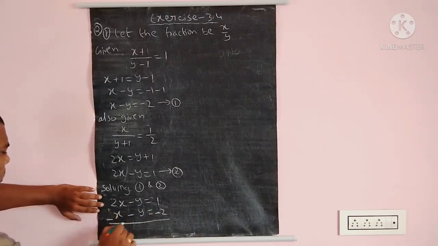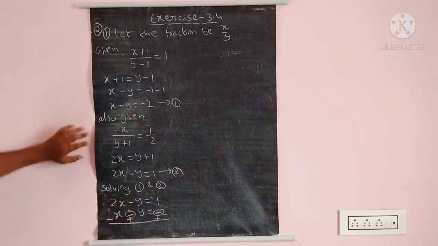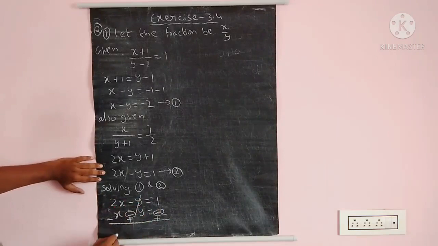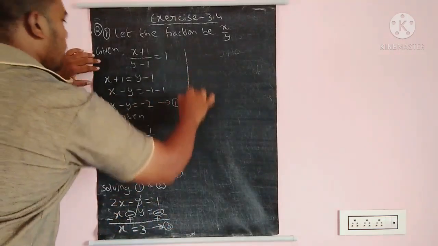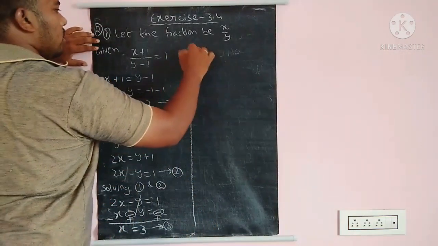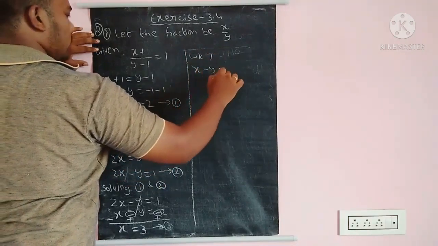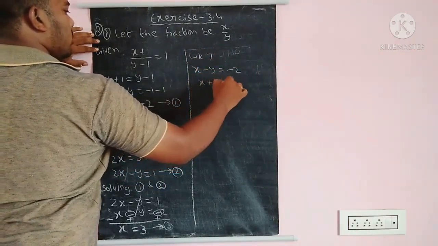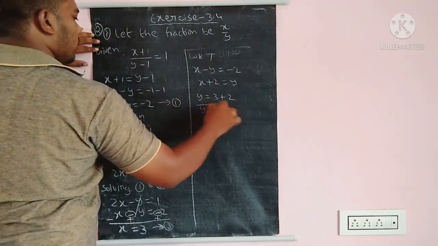So change the symbols, since it is subtraction. Why? Because of minus y, minus y. If you change the symbols, then it will get eliminated. 2x minus x is x, 2 plus 1 is 3. Let it be 3. So now we know that x minus y is equal to minus 2, so x plus 2 is equal to y. Therefore y is equal to 3 plus 2. So y is equal to 5.